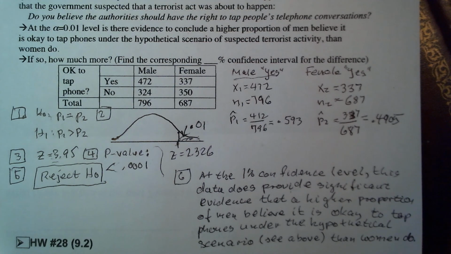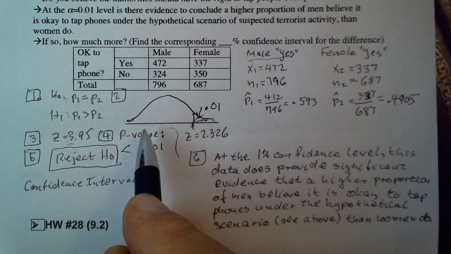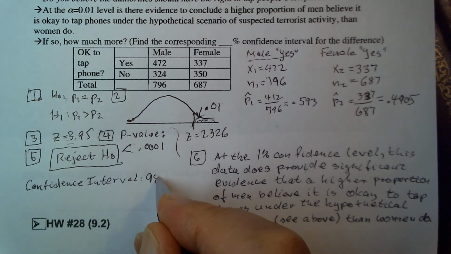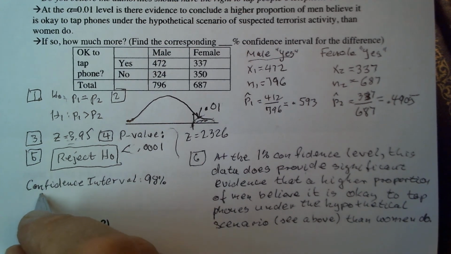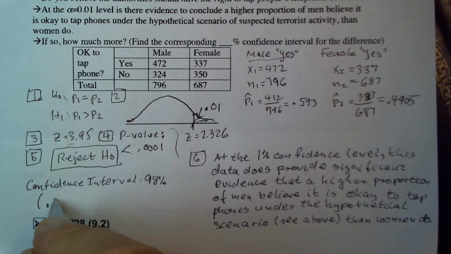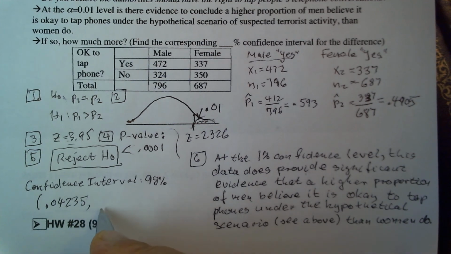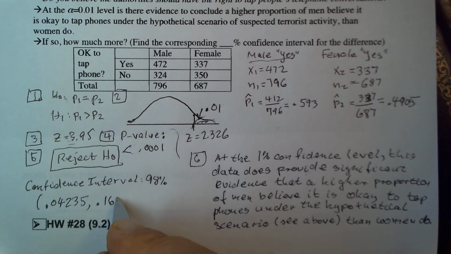Now let's take a look at the confidence interval. For the confidence interval, we need to remember that we're dealing with the right tail distribution, and the tail is 1%, so therefore we need to balance it with another 1% on the other side. So in other words, we're looking at a 98% confidence interval. And using technology, that interval turns out to be 0.04235 at the lower end, and at the upper end, it is 0.16251.